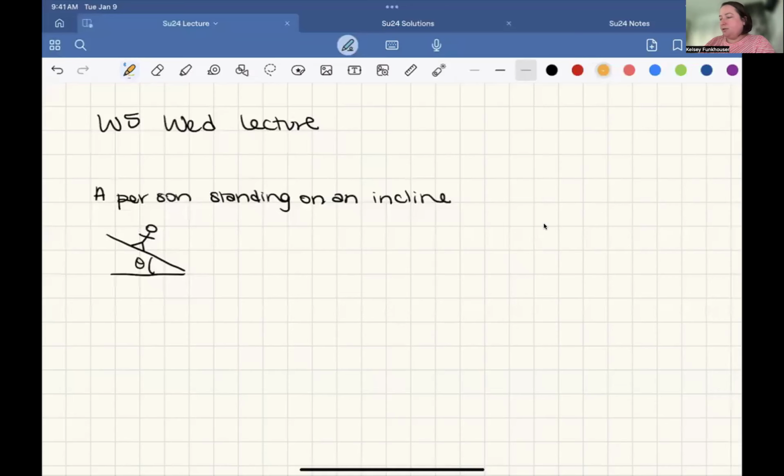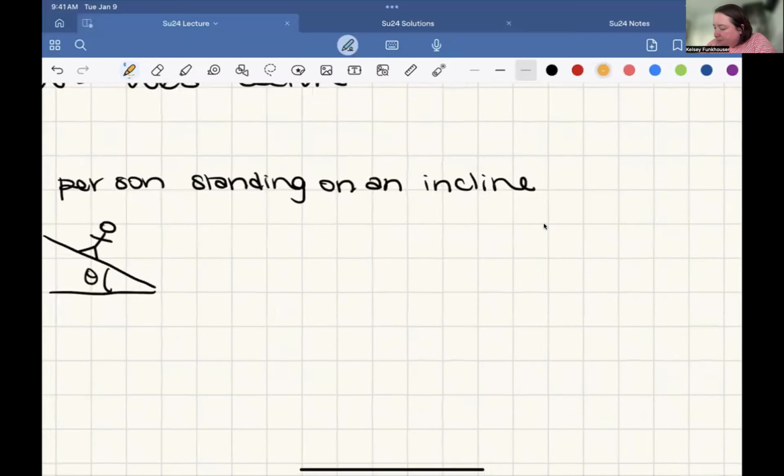Okay. First, I just want to look at a situation where a person is just standing on an incline and look at how we treat this sort of situation. We're on an incline, so we're going to tilt our coordinate axes. What you're really doing is just making your x-axis along the incline. So this is still that angle theta. And then our y-axis is perpendicular to our x-axis.